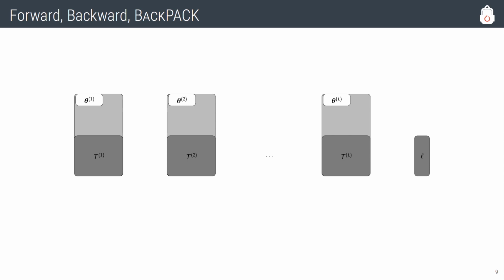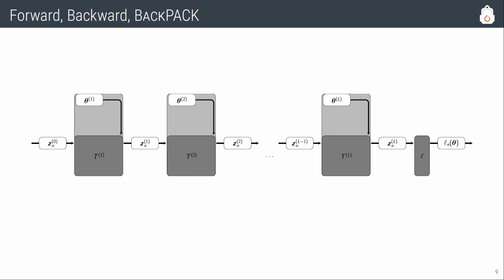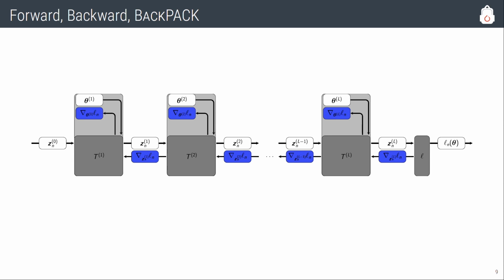Backpack's approach is different. We are not implementing an automatic differentiation system, but extending the existing backward pass in PyTorch to compute other quantities than derivatives. Let's say you have a neural network which can be expressed as a sequence of layers. During the forward pass, each layer applies its transformation, propagating the information through the network. The network's output is used to compute the loss. Calling backward on the loss will backpropagate the partial derivatives and compute gradients according to the chain rule.